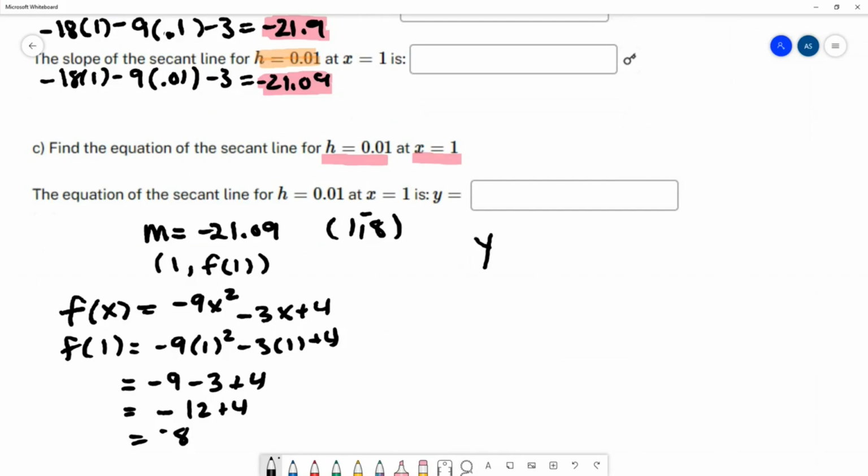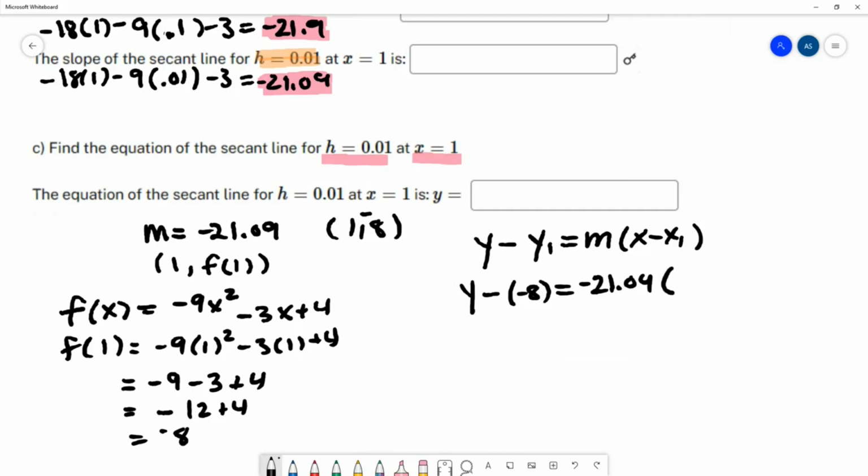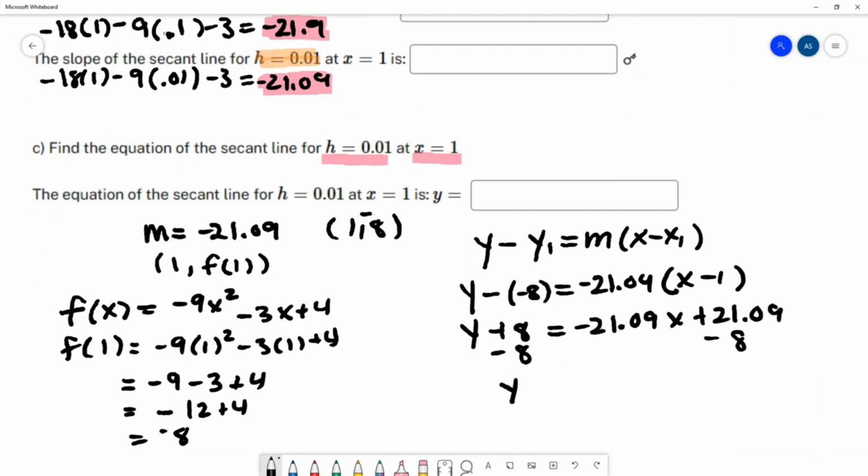And we'll substitute this into our point slope form, y minus y1 equals m times x minus x1. Y minus negative 8 equals our slope, negative 21.09 times x minus 1. That's y plus 8 equals negative 21.09x plus 21.09. We'll subtract 8 on both sides to give y equals negative 21.09x. And let's type that one in our calculator.